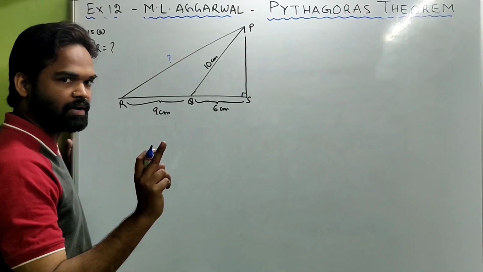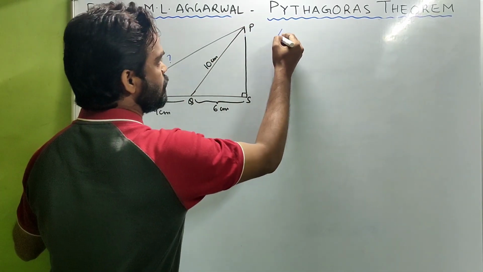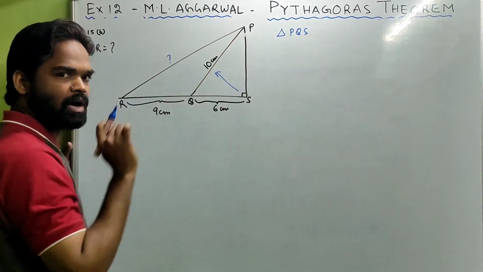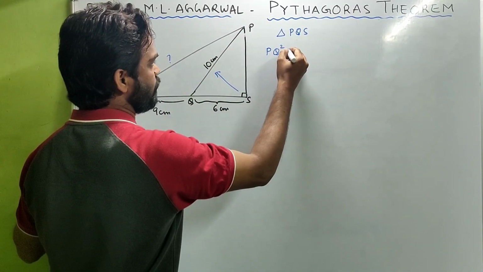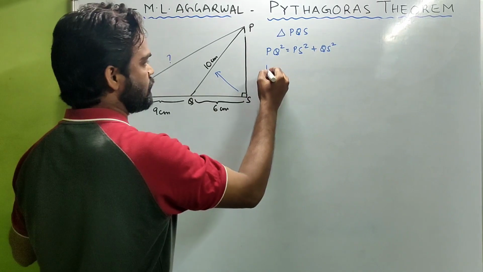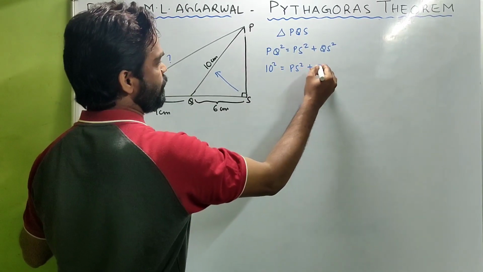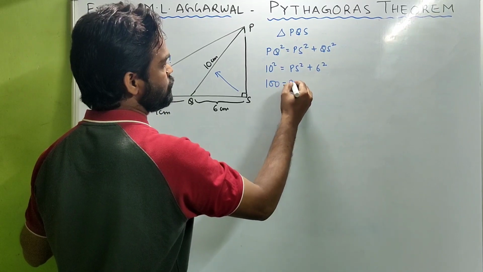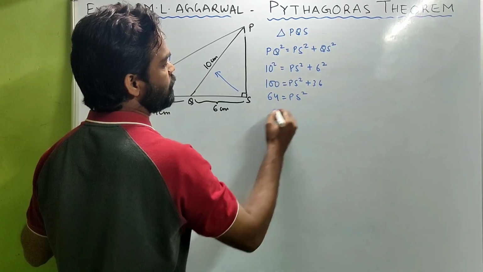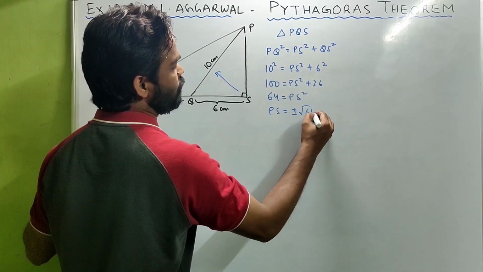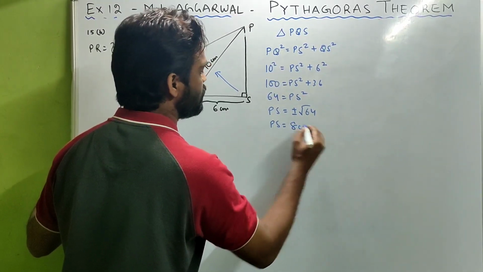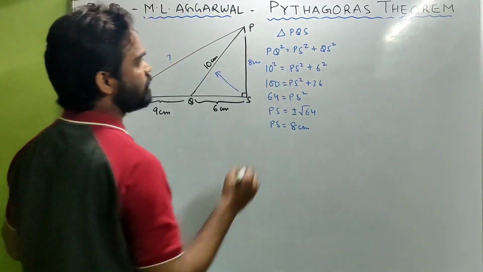Pretty easy again. There are two right angle triangles. First see triangle PQS. Again, this is 90 degree, so PQ is your hypotenuse. So PQ square is equal to PS square plus QS square. That's 10 square is equal to PS square plus 6 square. This is 100 equals PS square plus 36. 100 minus 36 is 64 equals PS square. So PS will be plus minus root 64, which is 8. We'll take positive 8. That's 8 centimeter. Done.